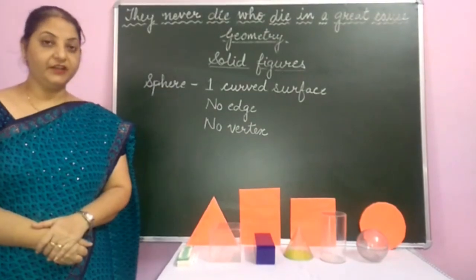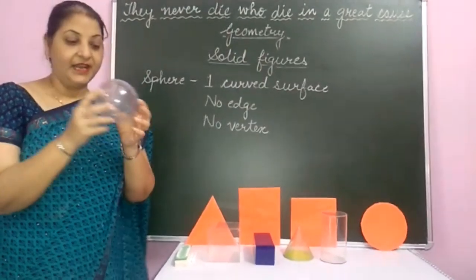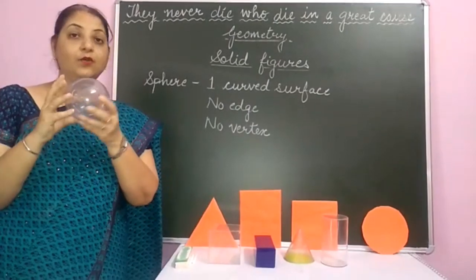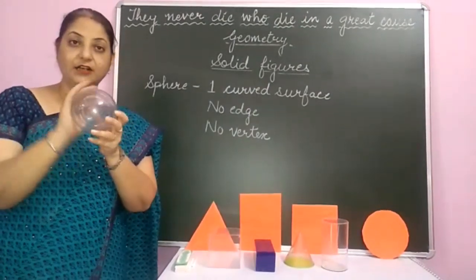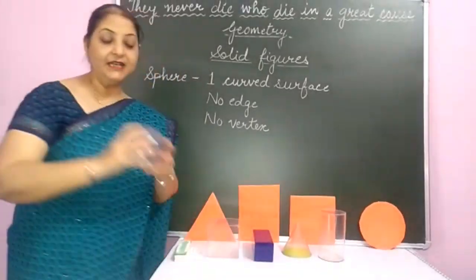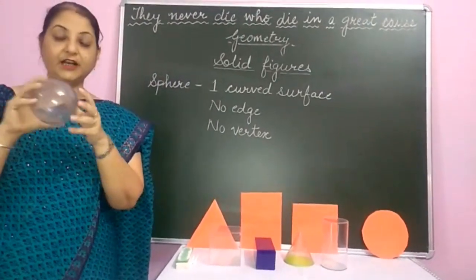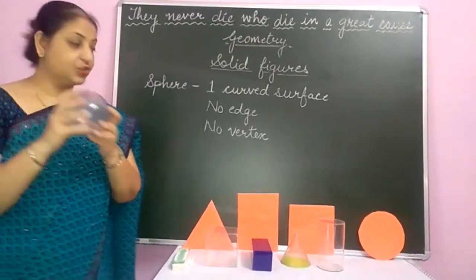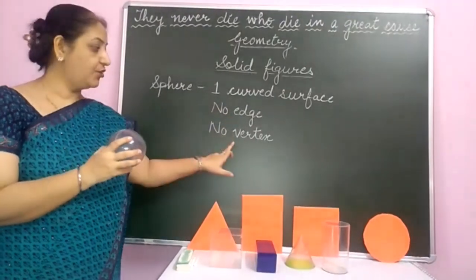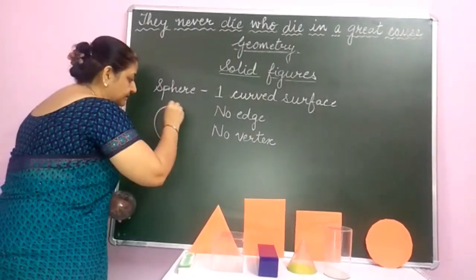The last solid figure which we have to study is sphere. Children, this is a sphere. It looks like a ball and it is round in shape. So it has only one surface that is curved from all the sides. So it is rolling down just like a ball, and it has only one curved surface. You can see there is no edge in this figure and no vertex. So a sphere has one curved surface. It does not have any edge or any vertex, and we can simply draw it with a circle.